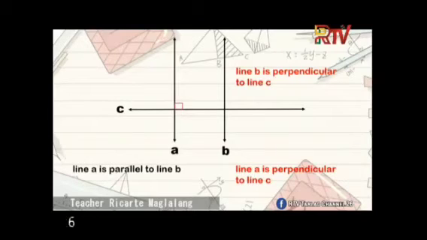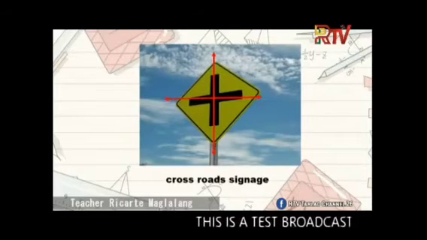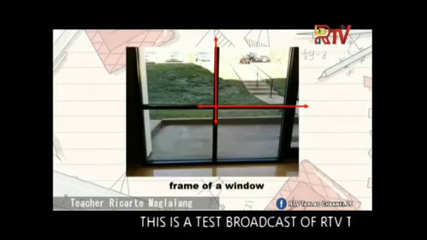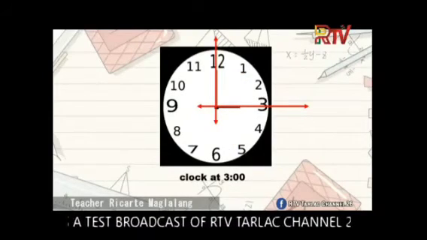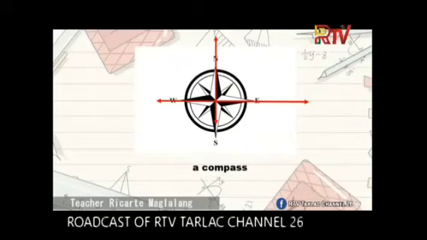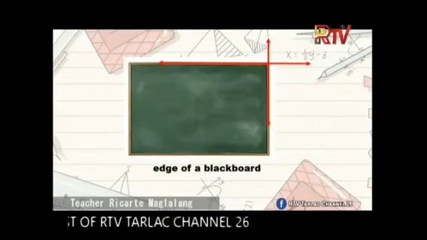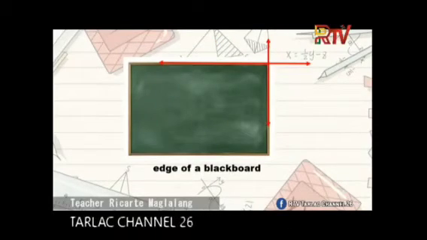What are some examples of perpendicular lines in our daily lives? A crossroad signage, frame of a window, clock at 3 o'clock, a compass, edge of a blackboard. Very good. Those are all correct.